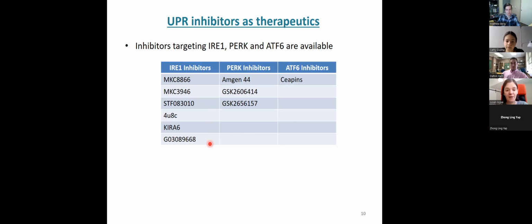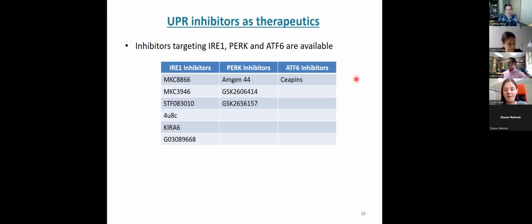And then we have Kira and G03089668, which just rolls off the tongue, that name, that work by binding to the kinase domain of IRE1, and by doing so, they prevent the RNase activity. In terms of PERK inhibitors, there's the Amgen44, which we use in the lab, and then the GSK inhibitors. Although the GSK inhibitors have been shown to have off-target effects, they're actually very good RIPK1 kinase inhibitors. And then for ATF6, we've got the CEPN family, which was reported a number of years ago from the Walter group.